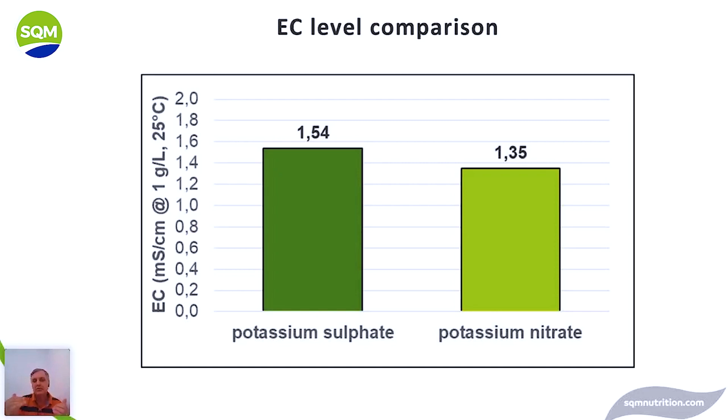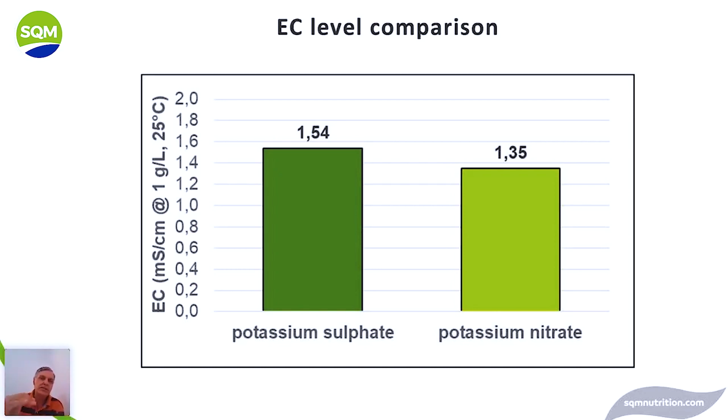That means that the salt concentration is lower when you use potassium nitrate. That means that plants spend less energy to uptake water and nutrients from the soil. And when the plants spend less energy to uptake that water, that means that plants have extra energy to develop fruits, to grow leaves, or to do what the plants need to do at that moment.